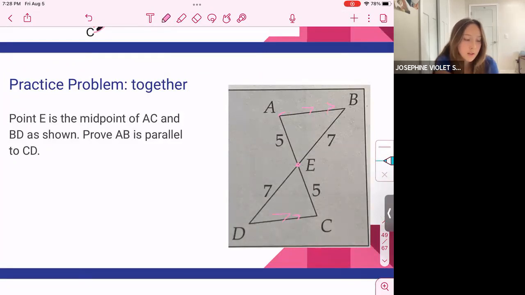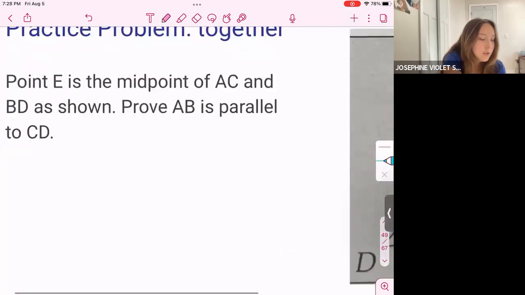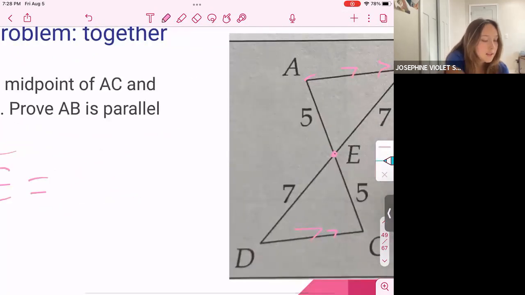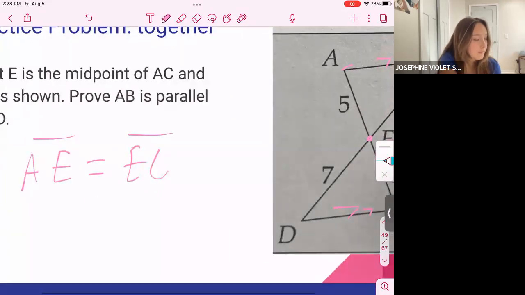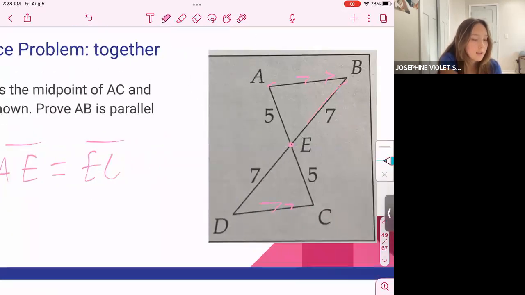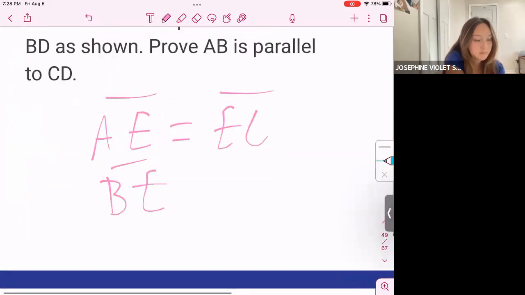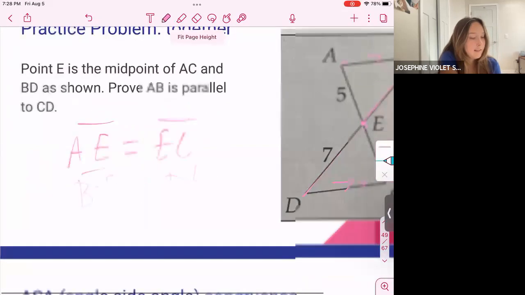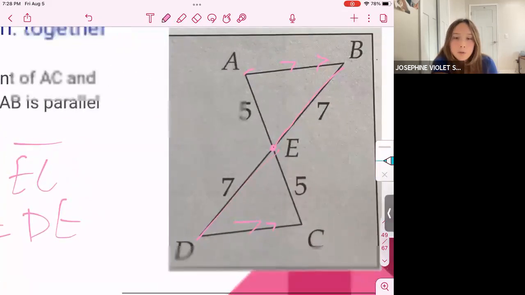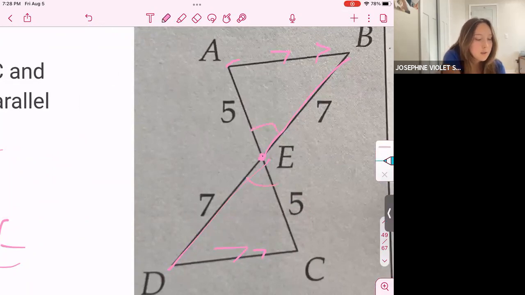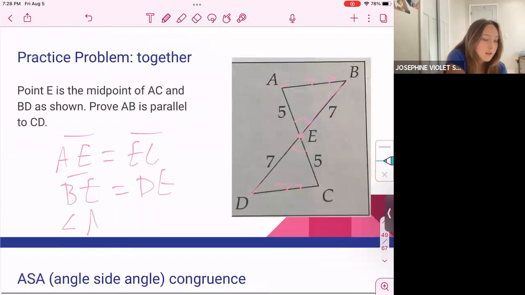So we can do this with congruent triangles. So we start off with what we know. We know that line segment AE is equal to line segment EC. We also know here that line segment BE is equal to line segment DE. And the last thing we know, if you remember from last week, angles that are opposite of each other in intersecting lines are always the same. So we know that angle AEB equals angle CED.